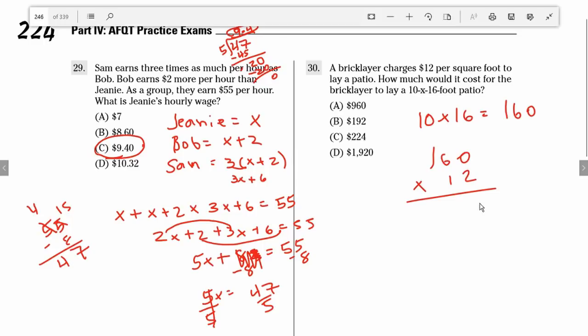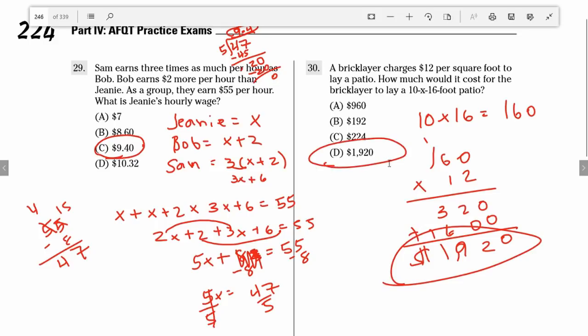2 times 0 is 0. 2 times 6 is 12. Carry the 1. 2 times 1 is 2. Plus 1 is 3. Bring down a 0 since we're starting a new row. 1 times 0 is 0. 1 times 6 is 6. 1 times 1 is 1. Add 0 plus 0 is 0. 2 plus 0 is 2. 3 plus 6 is 9. And 1 plus 0 is 1. So we can see this is $1,920, which is this one.